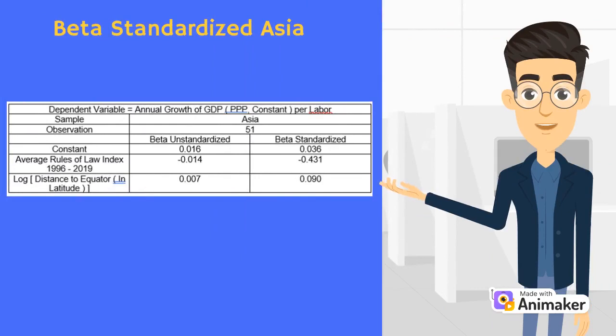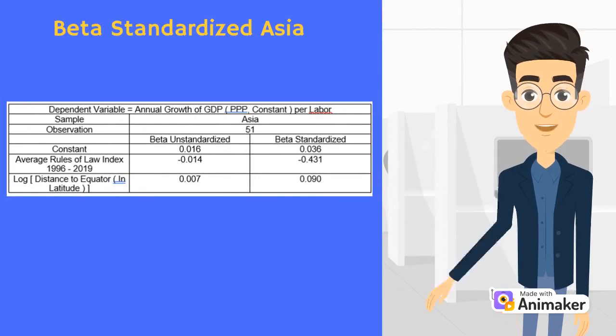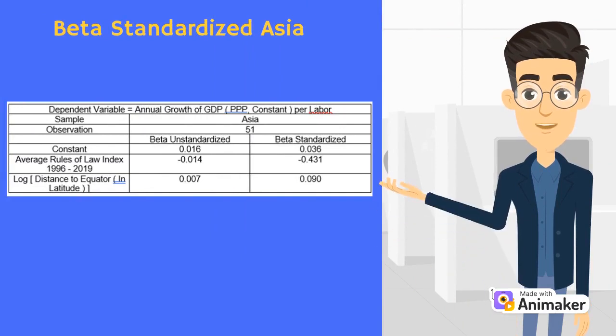The rule of law has a negative beta. It is possible to conclude that geography has more influence than the rule of law in the Asian sample, and there are no different results from the world sample.